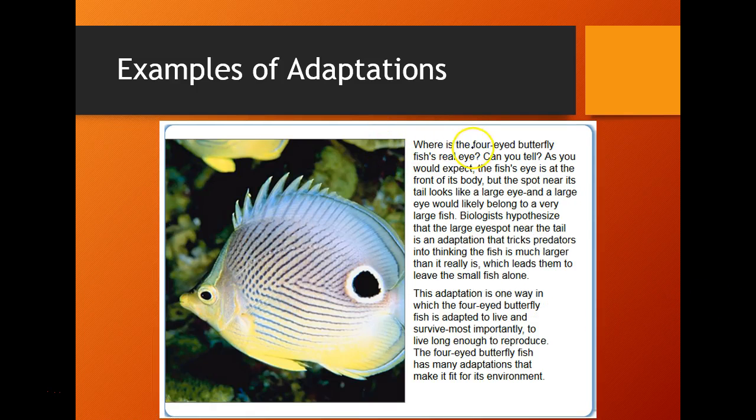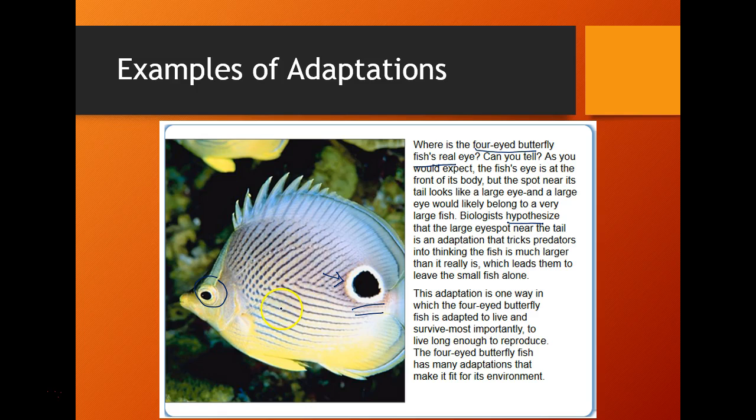Here's another example. We have the four-eyed butterfly fish. I think it's pretty easy to see that this is the eye of the fish, but there's another circle right here that resembles another eye. There are two on each side, so that's why it's called a four-eyed fish. What biologists hypothesize is that the large eye spot is an adaptation that tricks predators into thinking that the fish is larger than it really is.